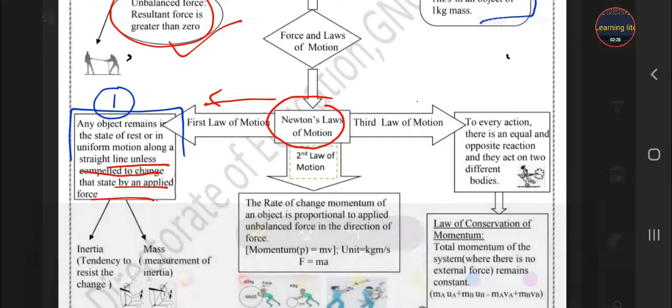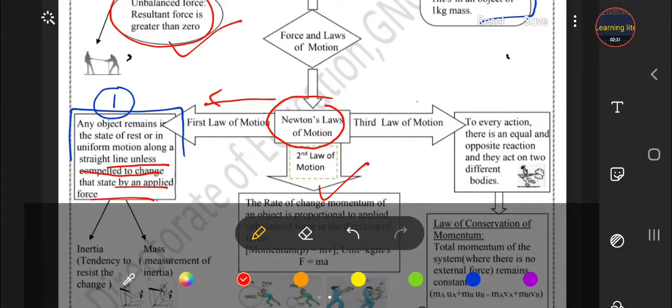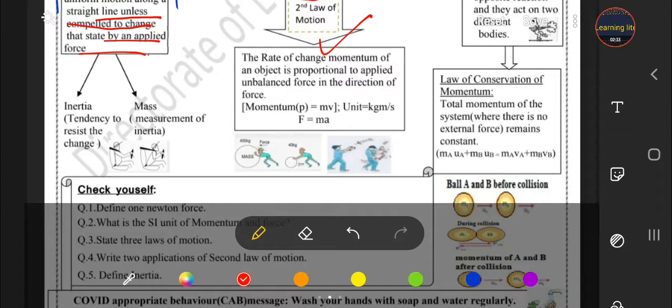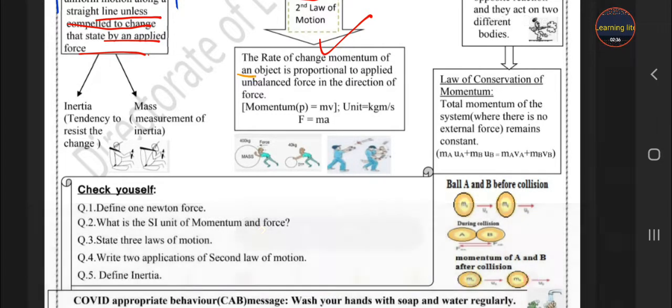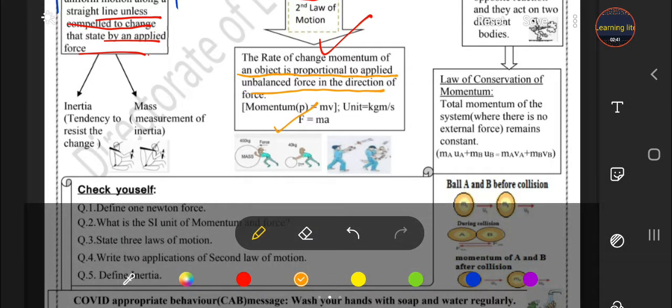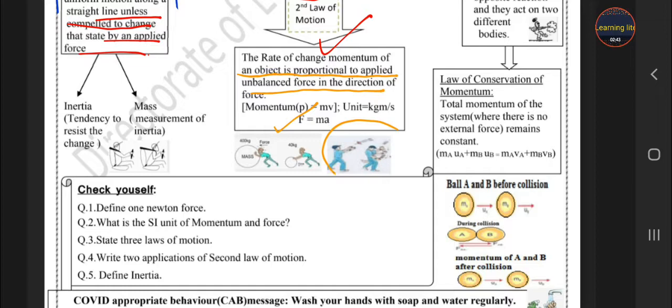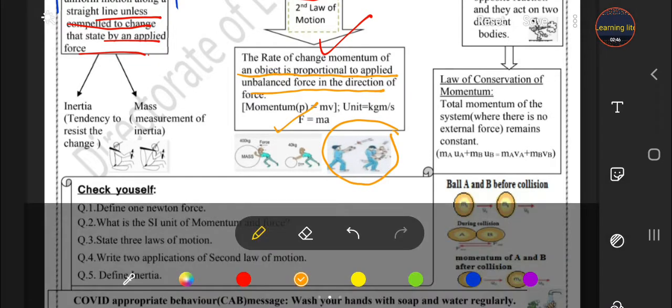Okay. Now the second law, the rate of change of the momentum of an object is directly proportional to the unbalanced force. So what is the formula, student? F is equal to ma. And what are the examples of second law of motion? First, the cricketer pulls his hands backward at the time of catching to avoid the injury. And the second, a karate player hits the ice slab suddenly to decrease the time and increase the force.